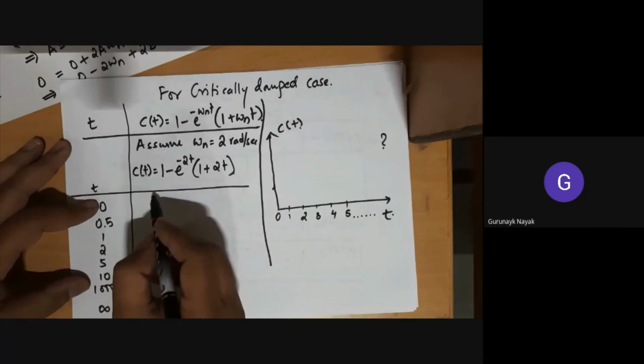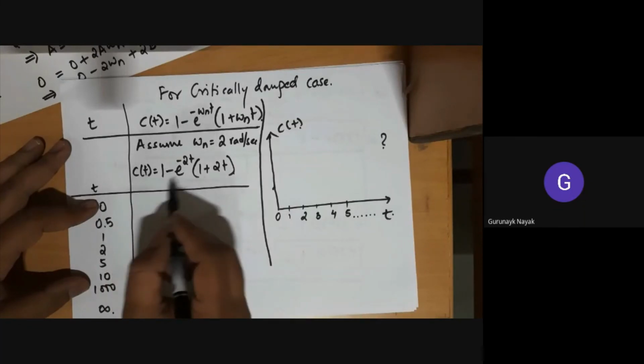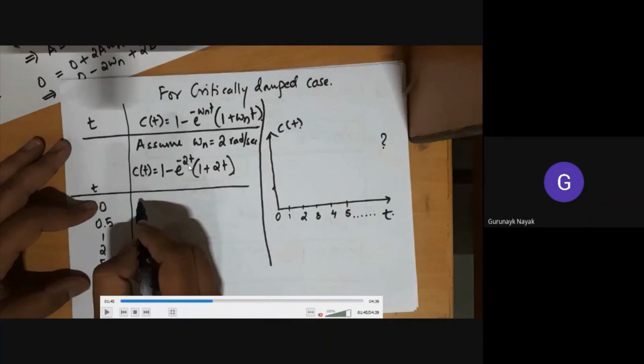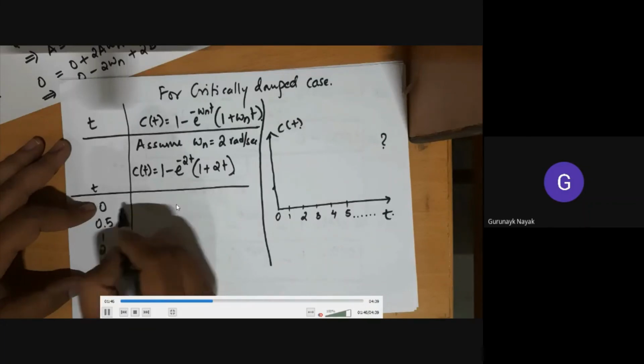So what is C of t for t equal to 0? Can anyone calculate? When t is 0, what is the value of C of t? Anybody can tell me? 0. Because e raised to 0 is 1 and here t is 0. So this 2t is 2 into 0. So it is 1 minus 1 into 1, which is 1 minus 1 equal to 0.